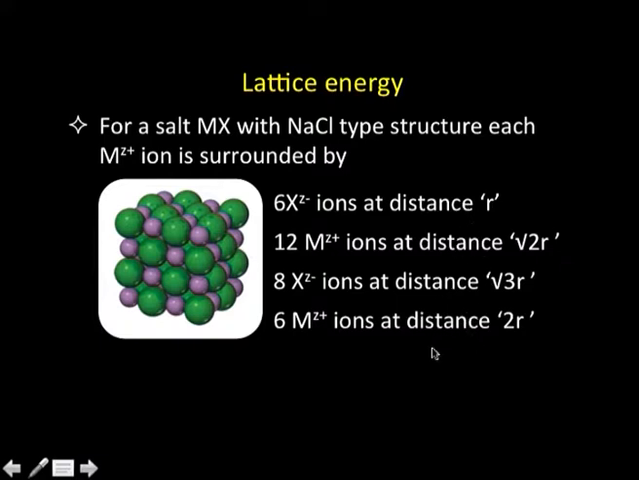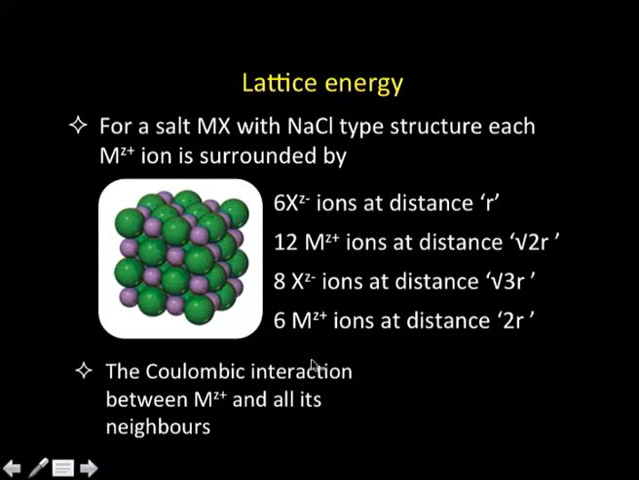If you look into the structure in fair detail, that is the kind of neighbors it will have. That means any cation in this lattice is going to have that many neighbors. And if this is so, and I try to look into the Coulombic interaction of any cation in the lattice with all these neighbors, what do I get?